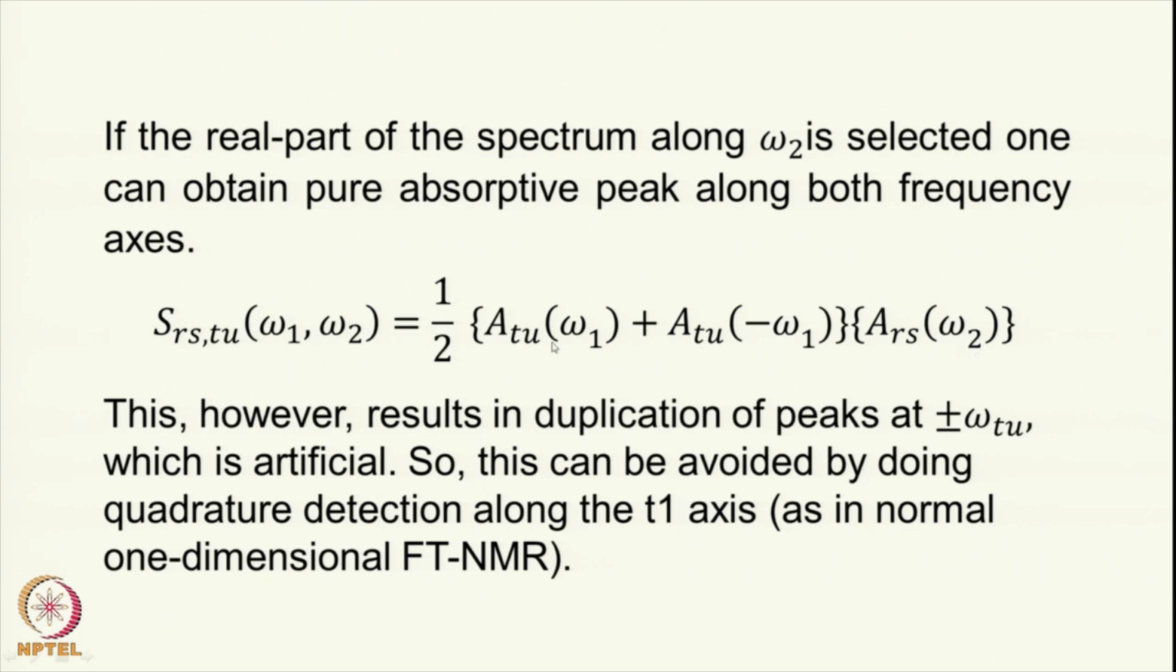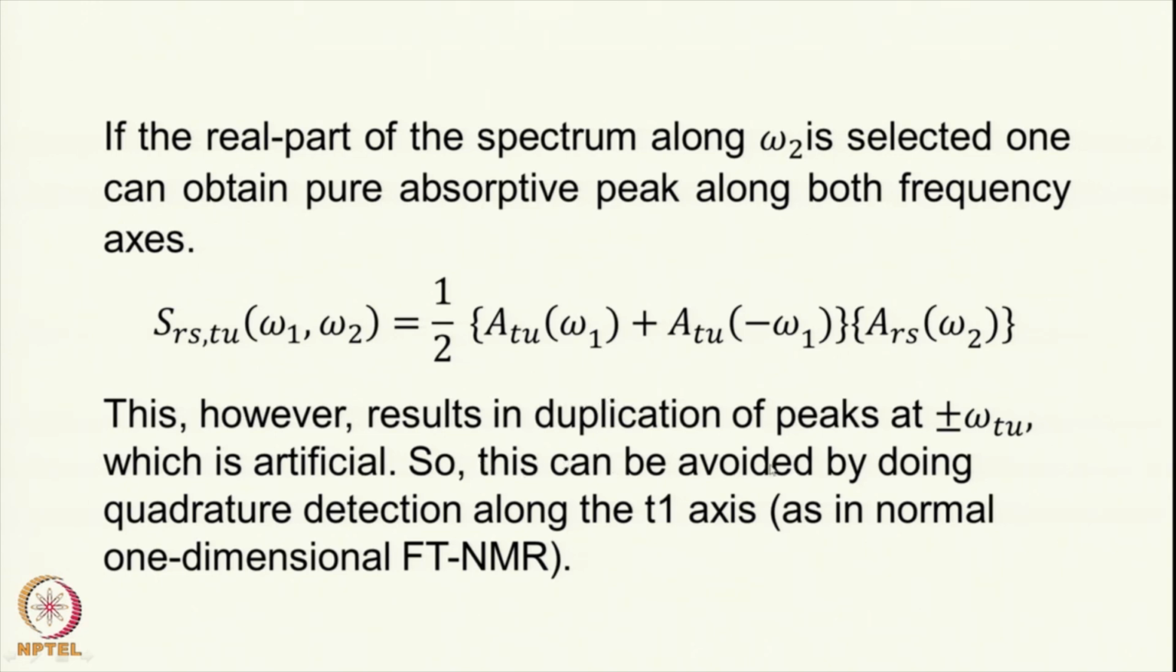So therefore I will have a pure absorptive, but now you see I will have 2 frequencies. One will be at omega 2 and the other will be at minus omega 2, and that is because of the minus sign here. And this however is artificial. We have actually only one frequency, and that is omega 2, but I get 2 frequencies, omega 2 plus and minus omega 2. So we do not want this, and so we will have to find methods to get rid of this.